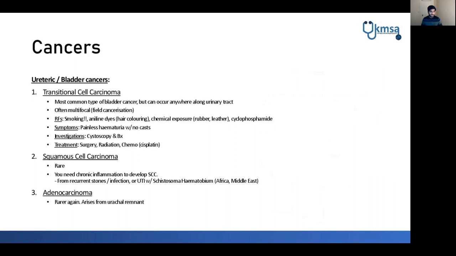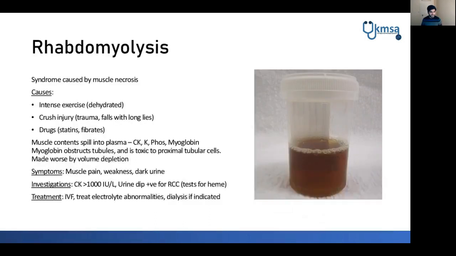You need chronic inflammation to be able to develop these squamous cells, and you either see that from recurrent stones or infection, or the classic MCQ, with Schistosoma haematobium infection, which can be seen in Africa, the Middle East, kind of Egypt area. And then adenocarcinoma is incredibly rare and only arises from the urachal remnant because that's lined by these cells. MCQ question.